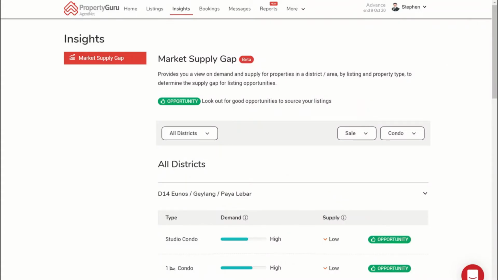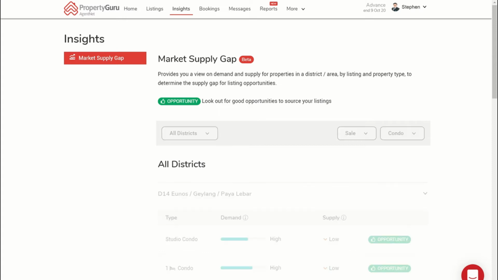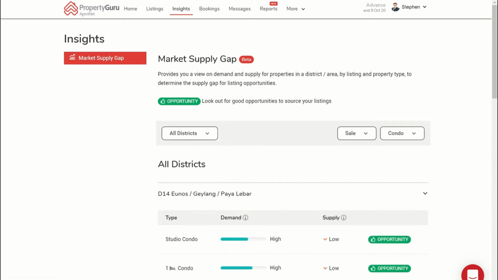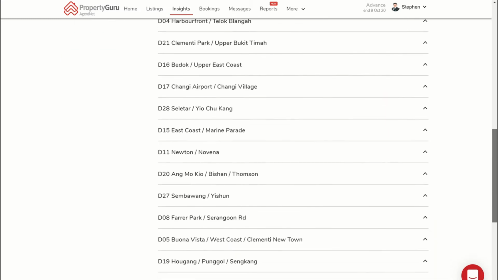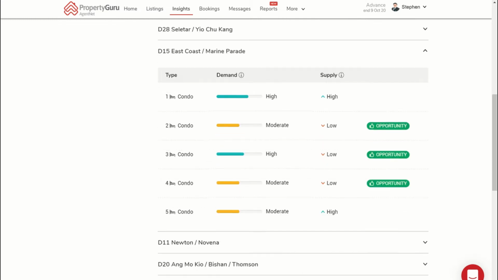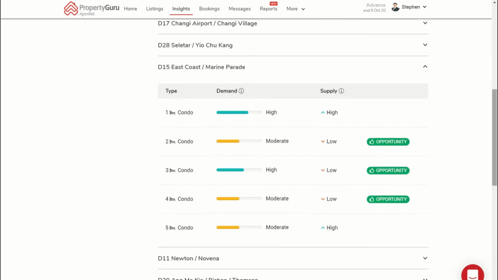Therefore, Property Guru has this feature known as market supply gap for every single district. Let me show you an example. District 15 for Marine Parade and East Coast area. The data shows that the 3-bedroom unit has high demand and low supply. Therefore, it shows this is a good opportunity for the 3-bedroom sellers.